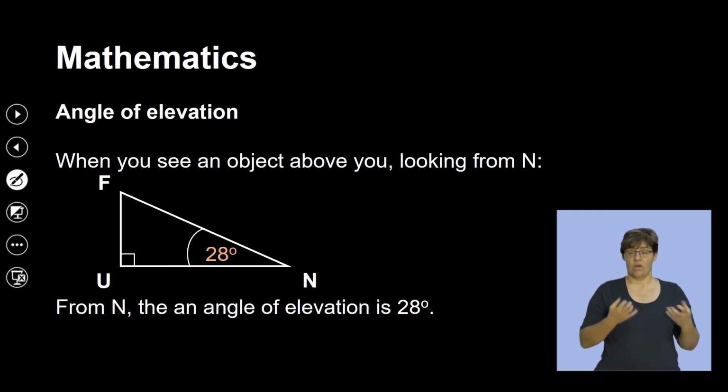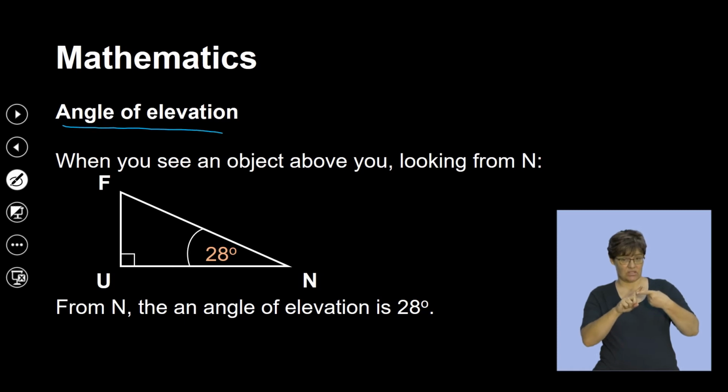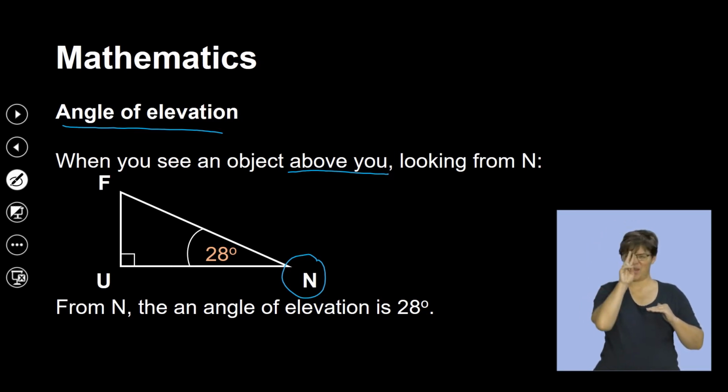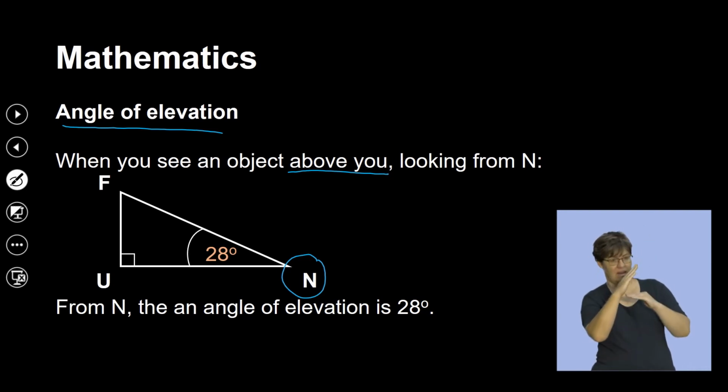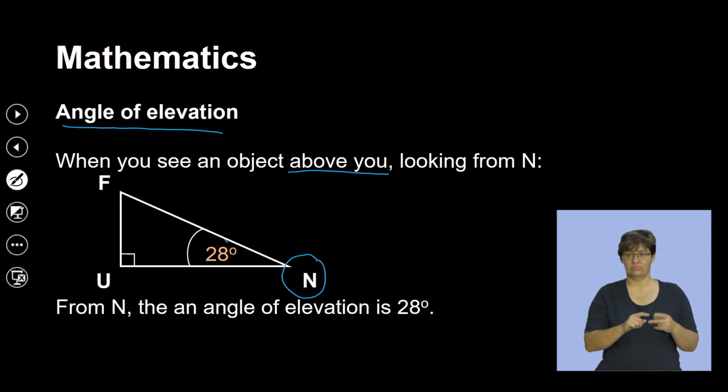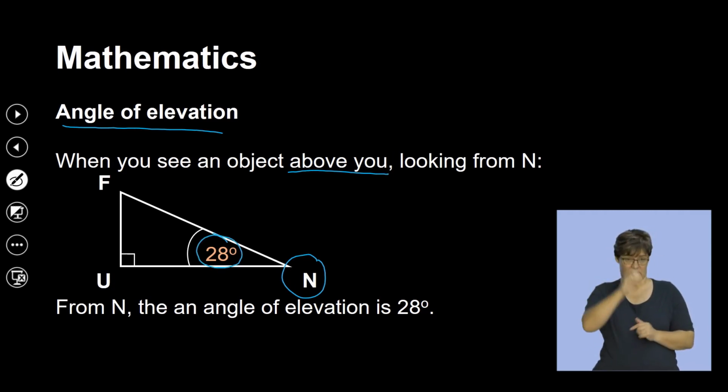All right, so let's look at the 2 types of angles that we have. The first one is the angle of elevation. This is when you see an object above you, looking from point N. So remember the example I made about looking at the stars or looking maybe at an airplane that you are seeing there in the sky. That's what we are talking about when we talk about the angle of elevation. And this angle here will then be the 28 degrees there.